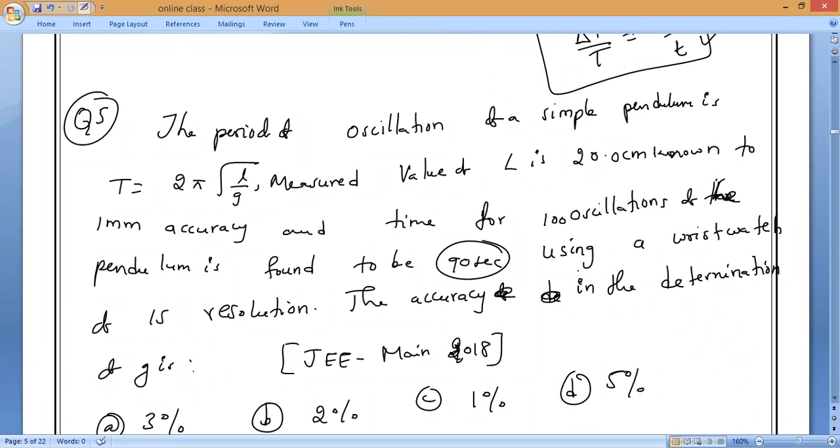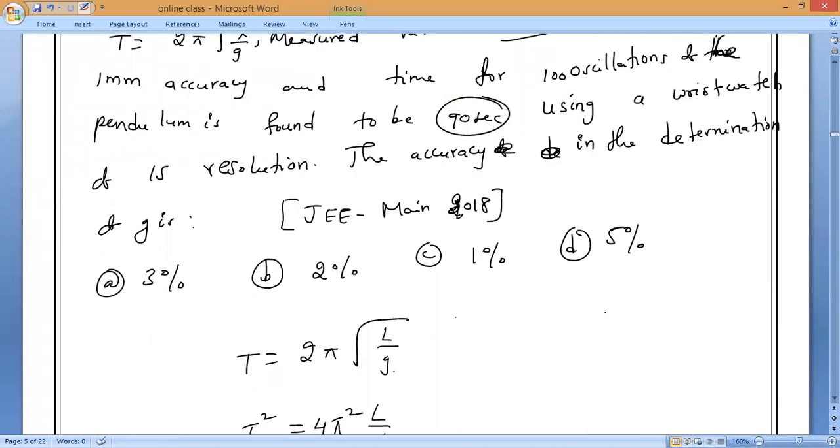Brothers, what do you want? Ask me this question. See, what is the measured value of length? L is how much? L is equal to 20.0 centimeter.